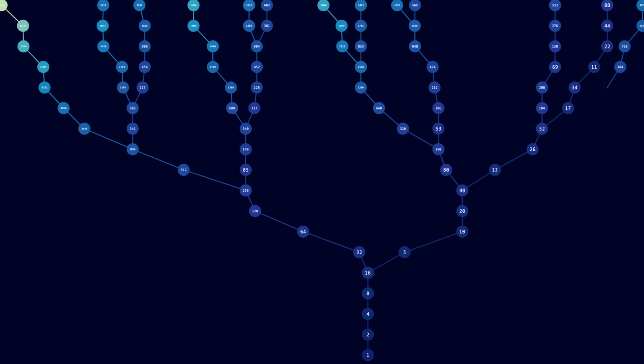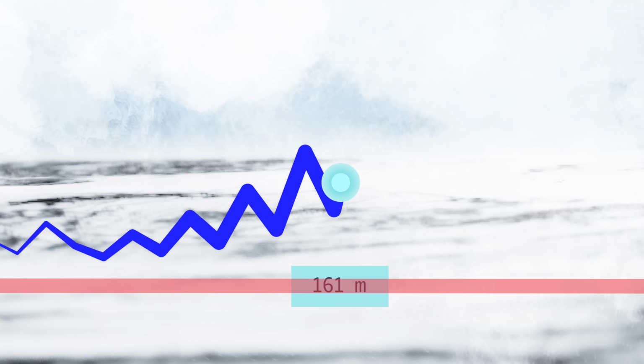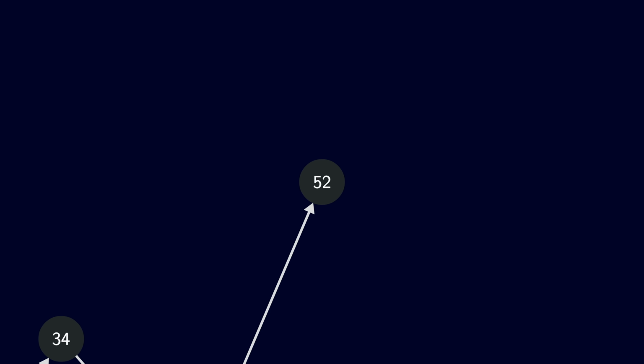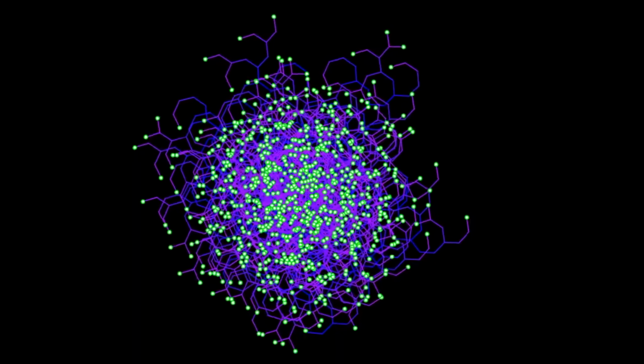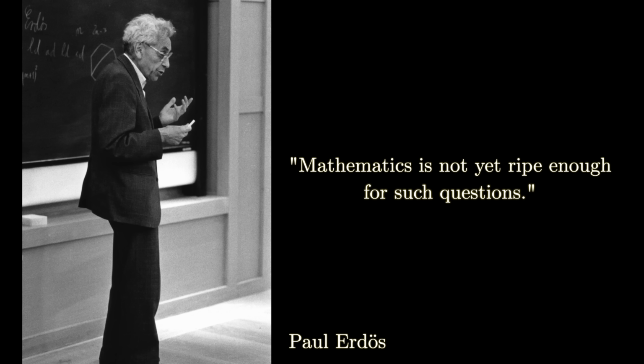This is the most dangerous problem in mathematics, one that young mathematicians are warned not to waste their time on. It's a simple conjecture that not even the world's best mathematicians have been able to solve. Paul Erdős, a famous mathematician, said, "Mathematics is not yet ripe enough for such questions."